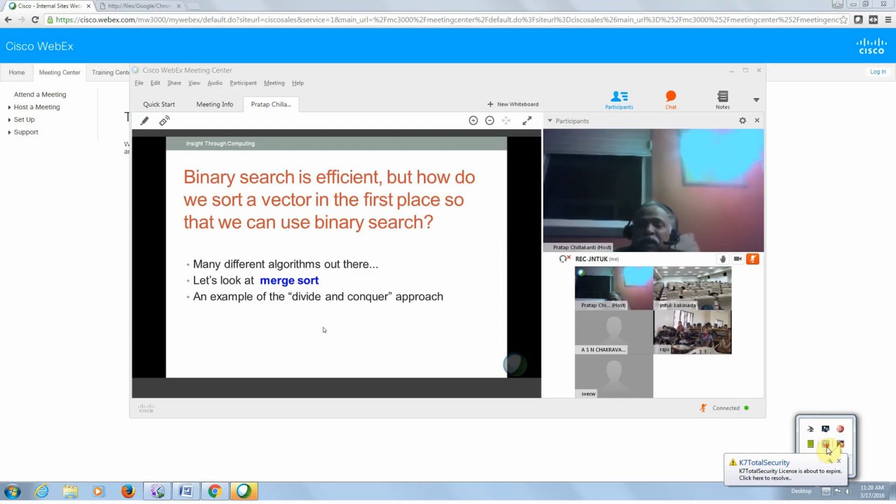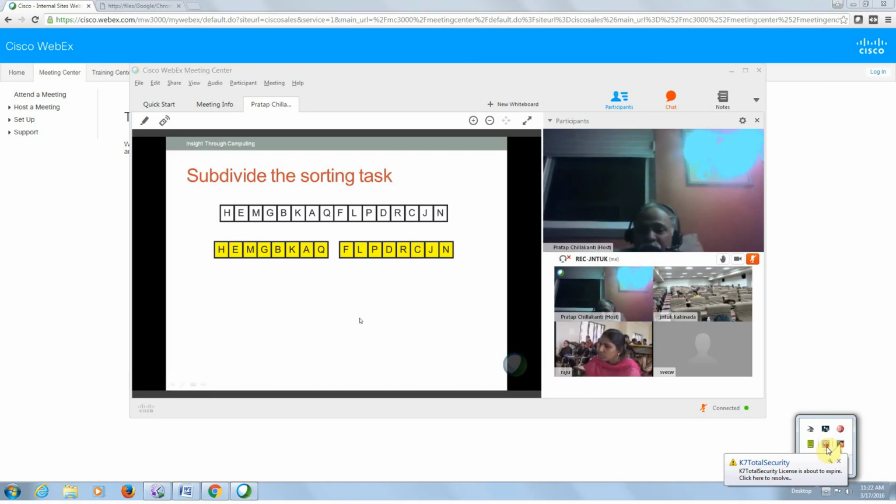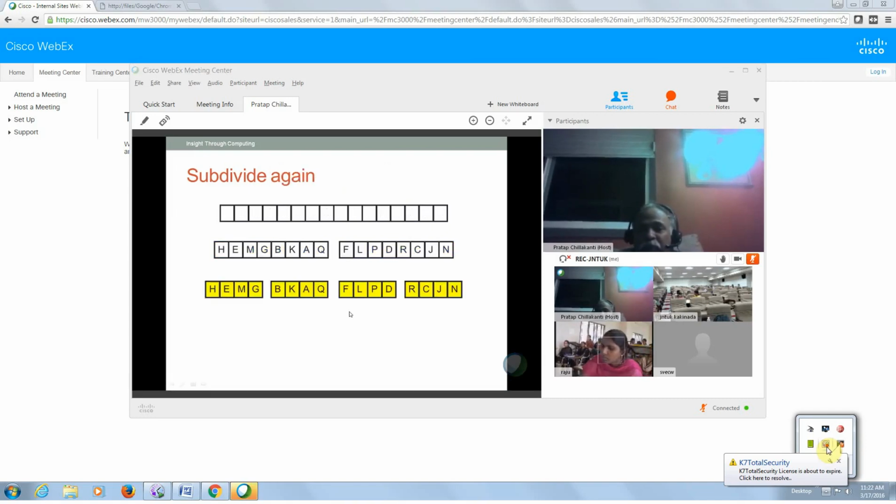The reason is this is a classic. Both these examples illustrate the divide and conquer approach. So we look at merge sort here. Then each one again is further broken down into 2, right? Same logic.